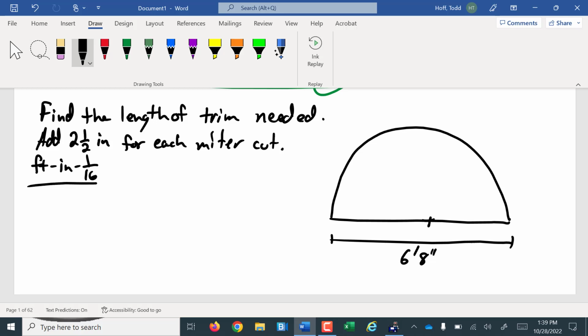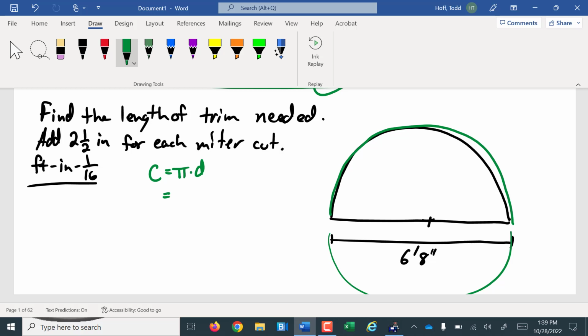So again, pretend that's a half circle. We need to find the distance around it. Well, to find the distance around the round part, we're going to pretend it's a full circle. If it were a full circle, how would we find the circumference of that circle? Pi times diameter, yeah. Well, here the diameter is 6 foot 8. When we multiply times something like pi, we don't like having it in dual units. We want to turn it either all into feet or all into inches. So it's a lot easier probably to turn it all into inches.